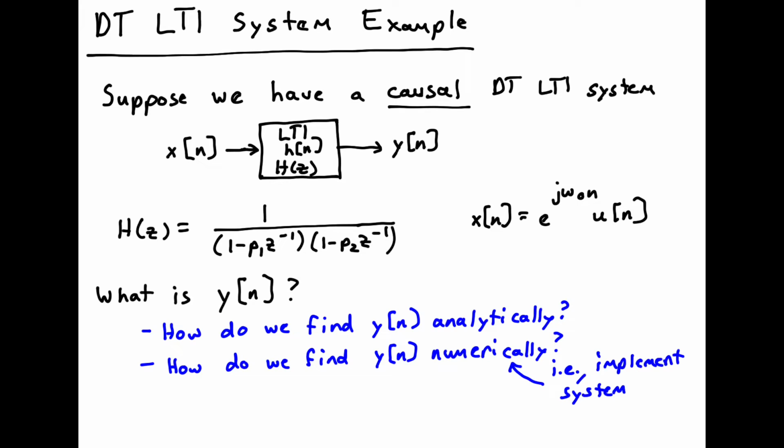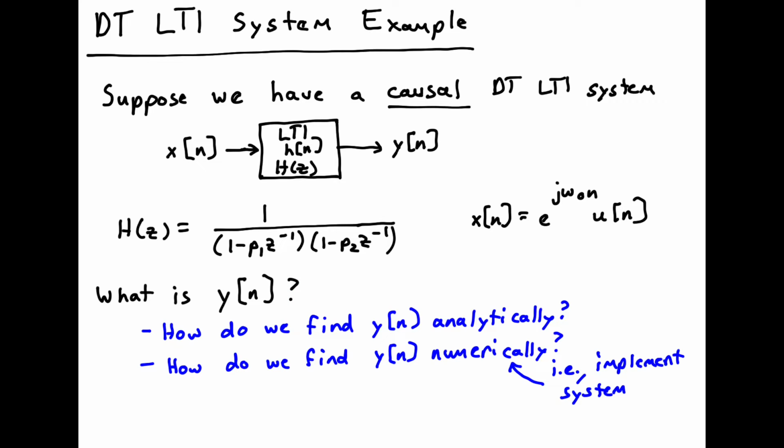Hello everyone and welcome to another video on discrete time LTI systems. In this video we're going to consider a causal LTI system with input x of n and output y of n, and the system is defined by the system function h of z shown here. The input in this video will be a complex exponential with frequency omega 0, and it's applied suddenly starting at n equals 0. We describe that by multiplying e to the j omega 0 n by the unit step function u of n. And the question we will answer in this video is, what is y of n?